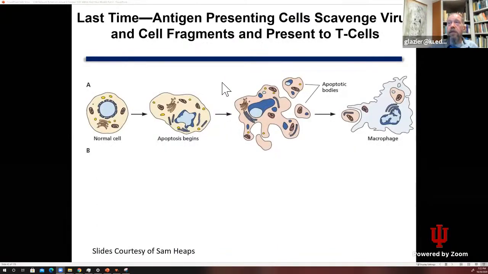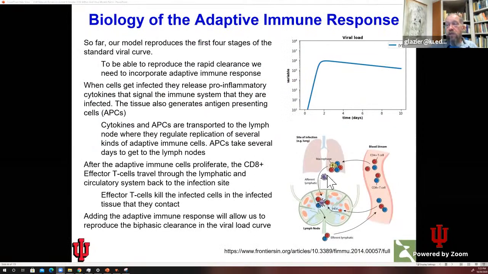That basically would be it. The key thing that's happening in the adaptive immune system, again, is that when the infected cells die, they release what are called apoptotic bodies. Those apoptotic bodies are phagocytosed by these cells that are going to become antigen-presenting cells, primarily macrophages. Those macrophages then move to the lymph nodes to activate T cells.